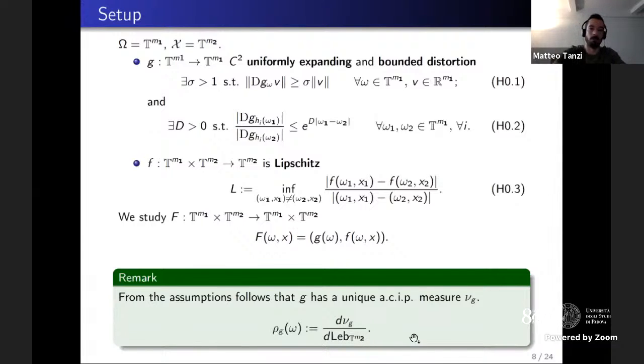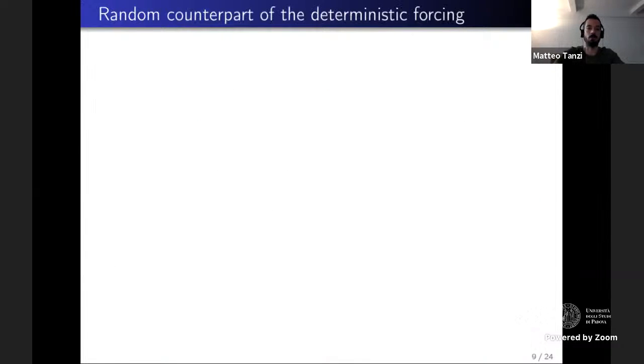So this is well known. These are well-known facts for uniformly expanding maps with bounded distortion. So the existence of these unique invariant measures. These are, say, the minimal working assumptions. Now let me give you the main assumptions of the results I'm going to present.